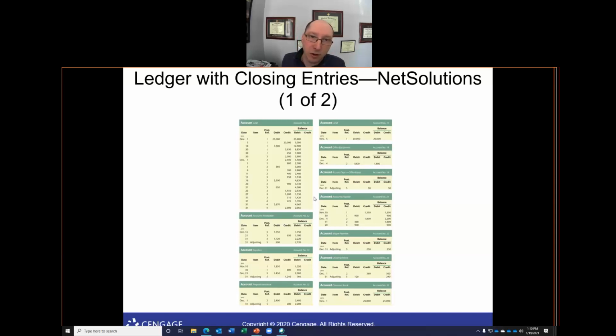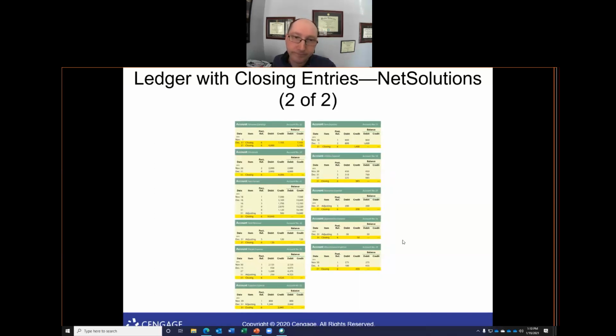Using the ledger with closing entries. As you recall from Chapter 1 and Chapter 2, these are called ledger accounts. A ledger account shows you the list of transactions that happen within that account. Cash, accounts receivable, supplies, prepaid insurance, land, office equipment, and so forth. At the end of those accounts, we have our closing entries, for the ones that we close out.